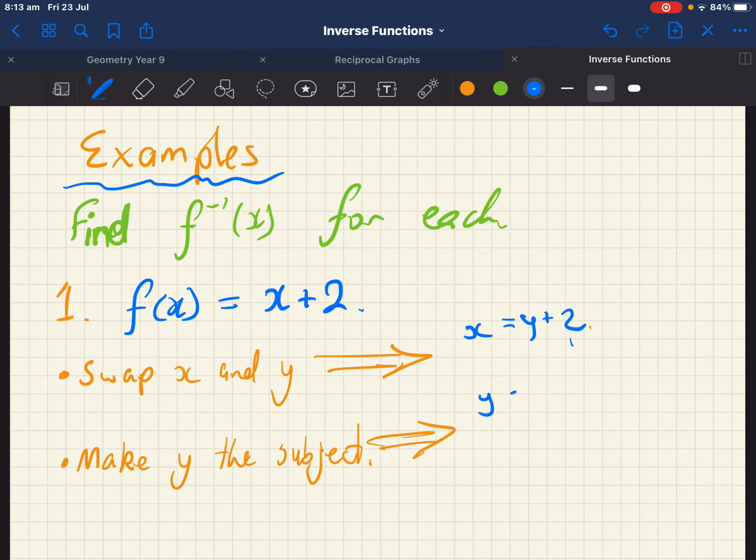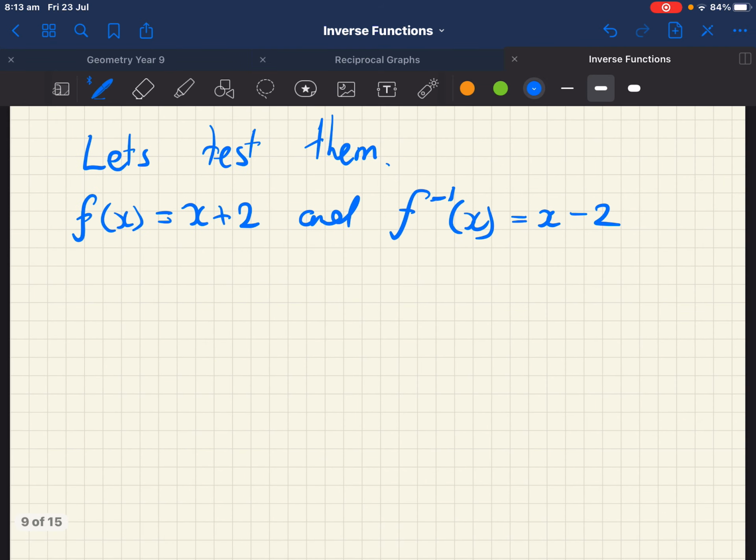Nice and easy. Take that positive 2 across to the other side. There it is. y is equal to x minus 2. This is our inverse function. And then I'll probably just rewrite it at the end, as our inverse function is x minus 2. That's it. So you swap x and y around and then just rearrange. That's how you find an inverse function. So f of x was x plus 2. The inverse of f was x minus 2.